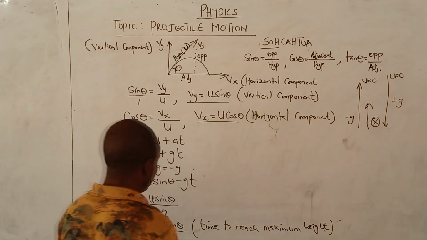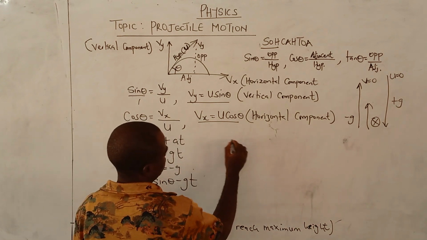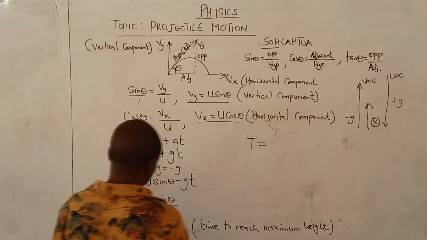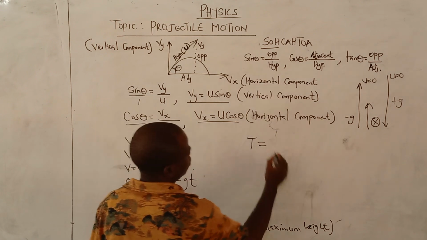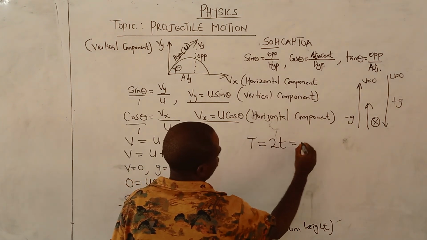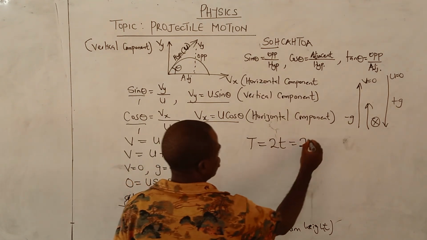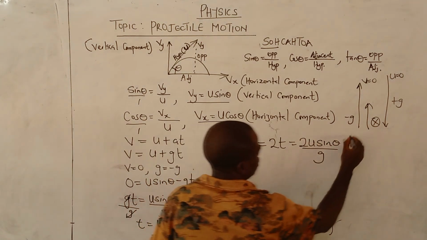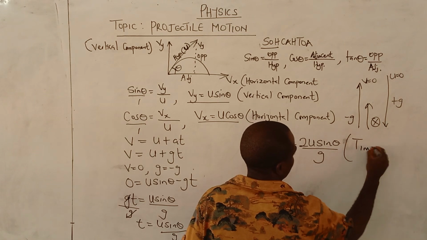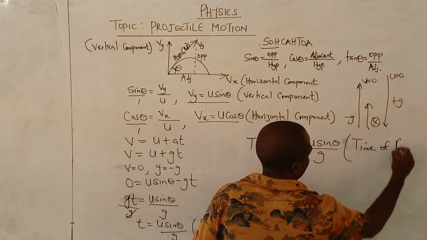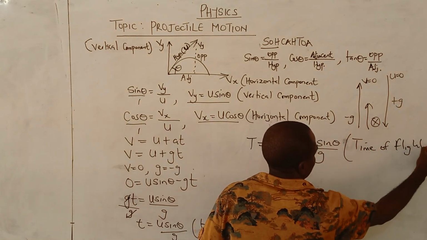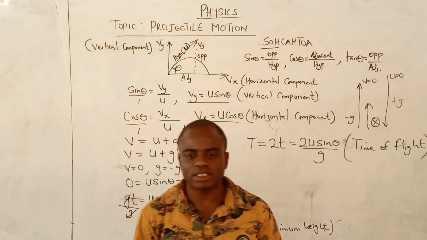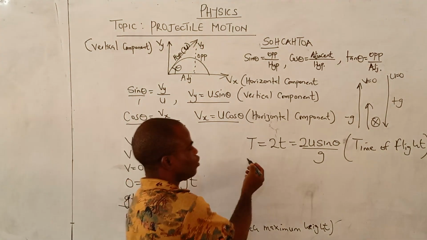Now let's see the time of flight. It's just 2 times, because it goes up and down. That's 2t, which equals 2u sine theta over g. This is the time of flight. This is how to get an expression for the time of flight.